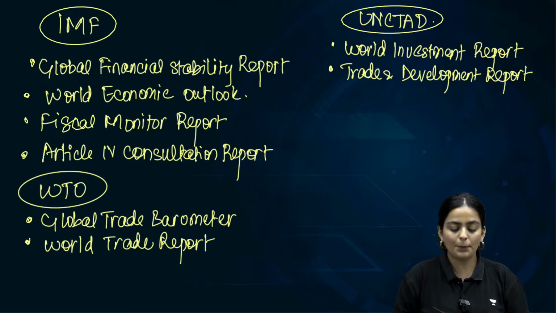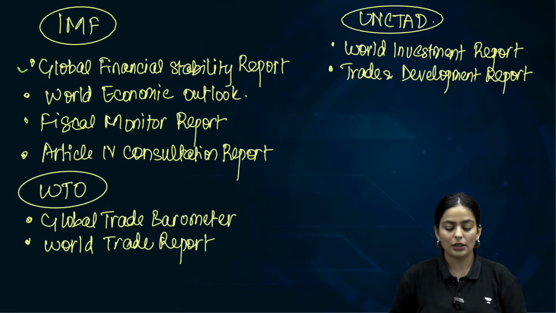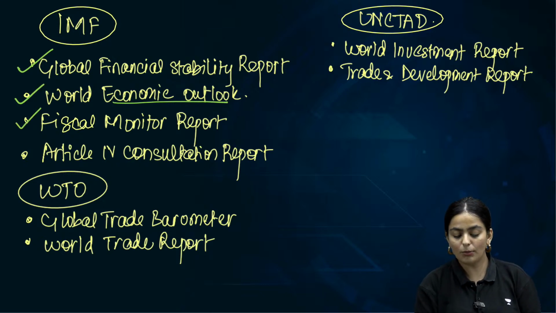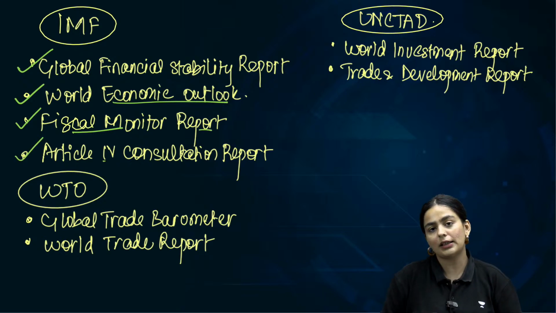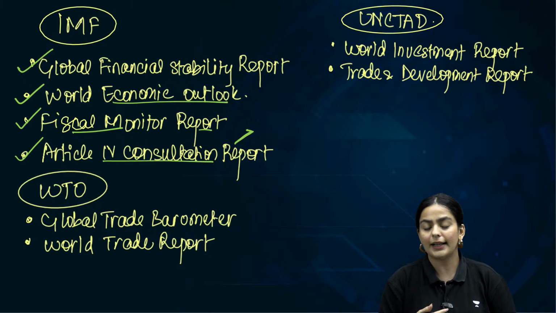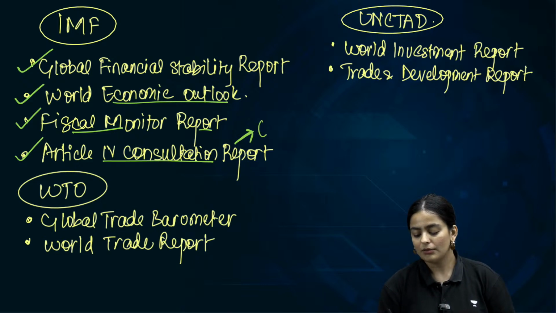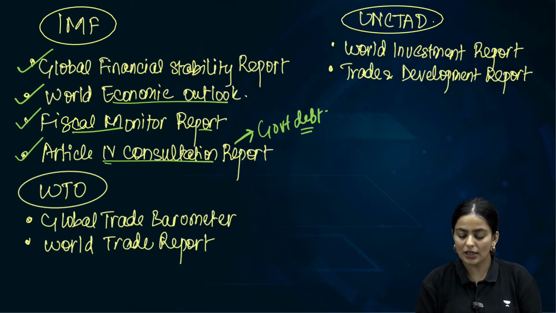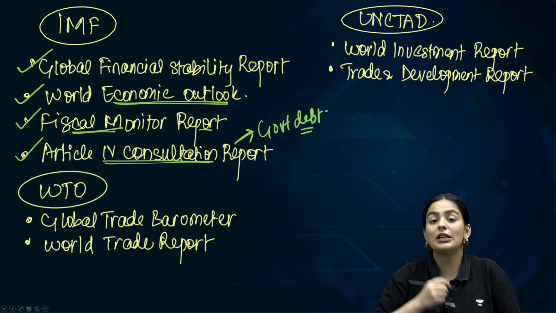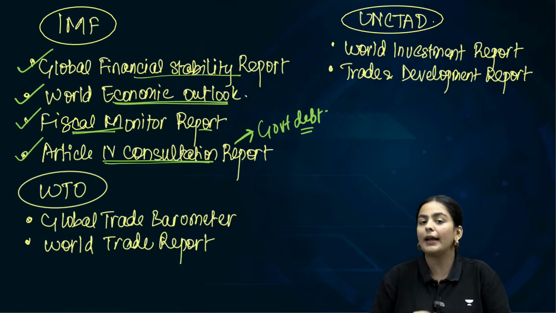So IMF important reports are Global Financial Stability Report, World Economic Outlook, again an important report, Fiscal Monitor Report, and Article 4 Consultation Report. Here the IMF had also in a way remarked on the total government debt of India. So that is why it was in the news for quite some time. So Article 4 Consultation, Fiscal Monitor, World Economic Outlook and Global Financial Stability Report are all IMF reports.